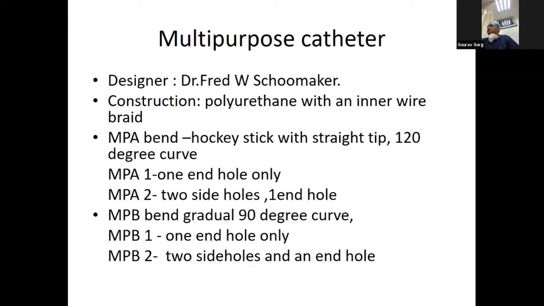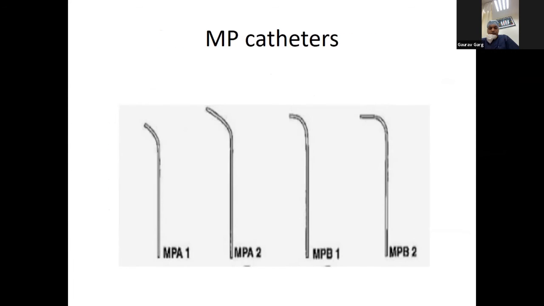A multi-purpose catheter, a right Judkins catheter, and a pigtail catheter are very commonly used in our pediatric cath labs. The multi-purpose catheter was designed by Schumacher. It is of two types, MPA and MPB. MPA has a 120-degree curve and MPB has a gradual 90-degree curve. Their subtypes are MPA1 and MPA2. MPA1 is a diagnostic catheter with a single end hole, and MPA2 has two side holes along with one end hole. These are the MP catheters.